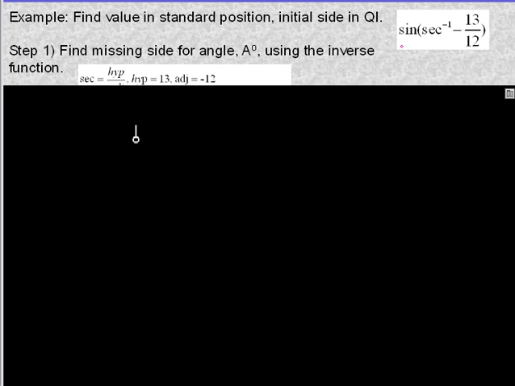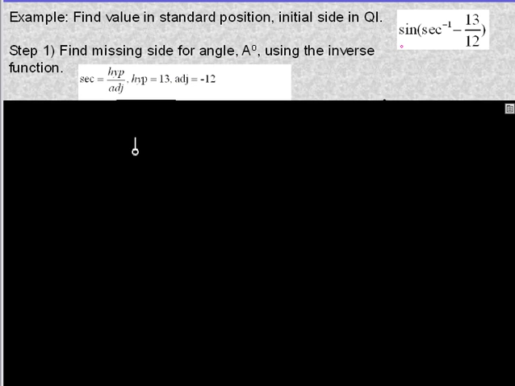You'll probably notice right away this is not a special triangle, but we're going to solve it the same way. In this case, we have our hypotenuse and adjacent, and we're going to find our missing side using the Pythagorean theorem. So start with secant, that's the ratio we have. It's hypotenuse over adjacent, so that means our hypotenuse is 13 and our adjacent is negative 12. We know that because hypotenuse is never negative.